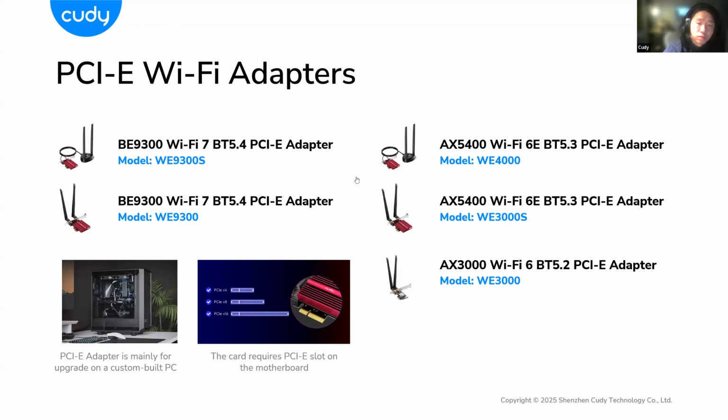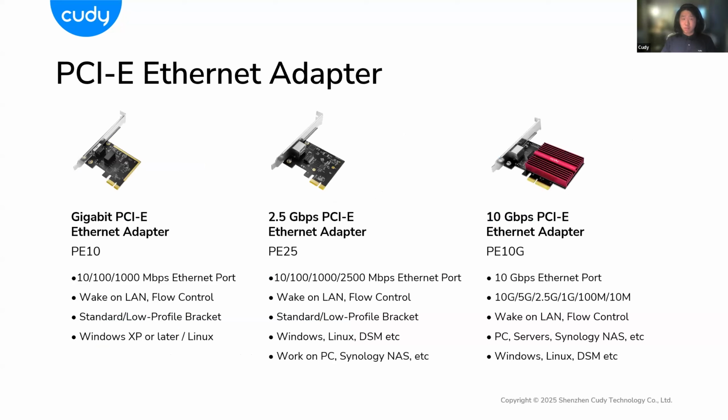Okay, let's continue. We provide from Wi-Fi 7 to Wi-Fi 6, and they also carry Bluetooth features. By installing these adapters, users can also connect their Bluetooth peripherals like keyboards, headphones, and mice to the computers. That's the PCIe Wi-Fi adapters.